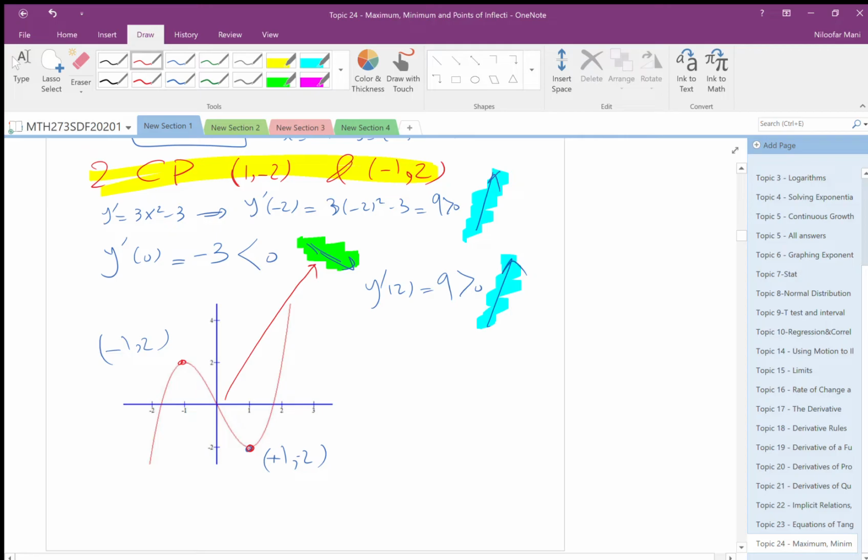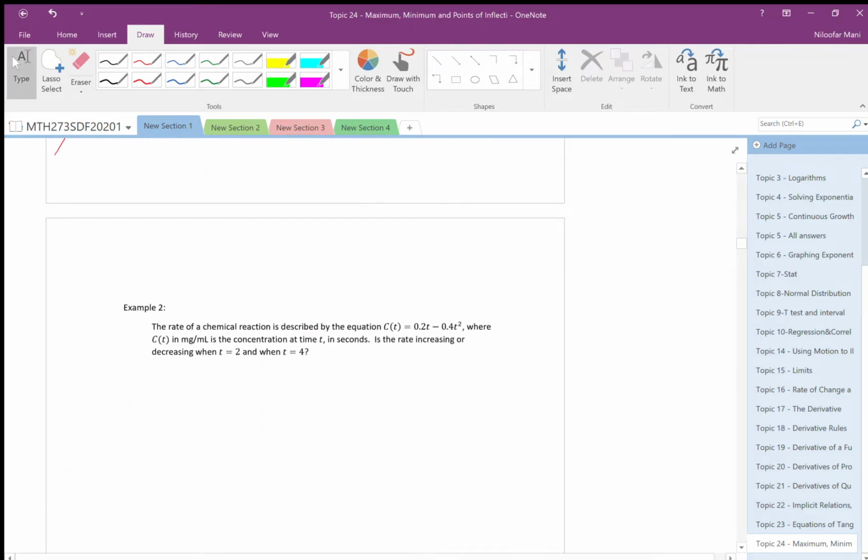And 2 and minus 2. At minus 2, which is here, it is increasing. And at 2, which is here, it's increasing as well. So the graph also shows me, right? So now I continue here.